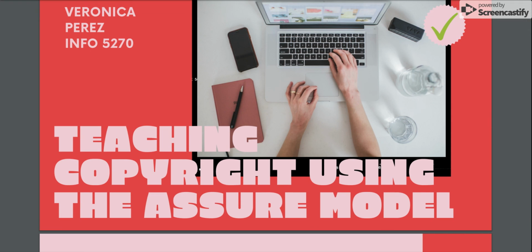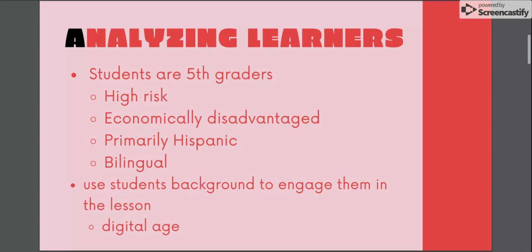So this is a lesson that is teaching copyright using the ASSURE model. And the first thing we're going to do is focus on the A, which is analyzing learners. My students are fifth graders and they are high risk. They're economically disadvantaged. They're primarily Hispanic and a lot of them are bilingual. So they speak English and Spanish, primarily Spanish at home and English at school.